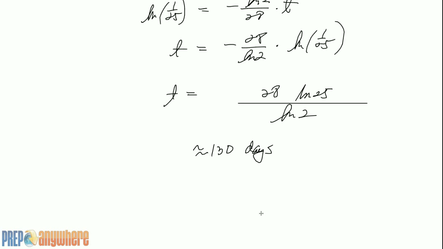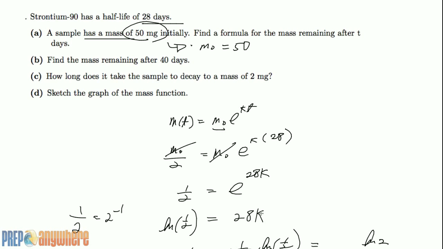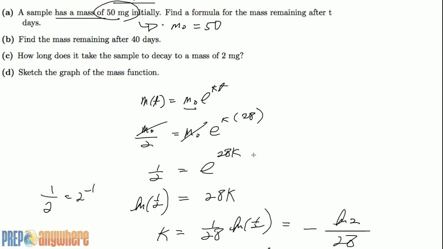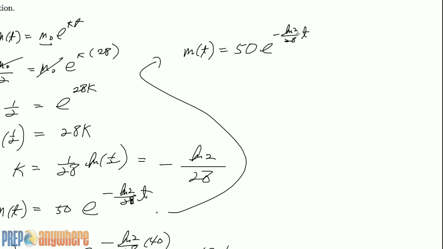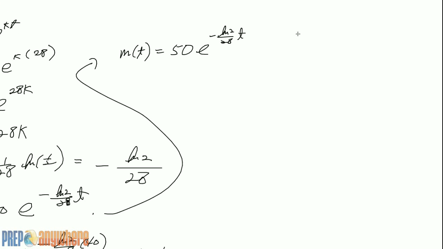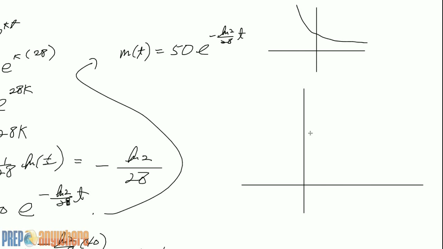Okay, so finally it tells you to graph the mass function. So the mass function is right here. Just write it again. Okay, so I know that this right here generally is going to look like this. So it's an exponential function. Instead of going this way, it's going to go this way because of the negative exponent. Okay, so let's replace t with 0, and we get 50. Okay, it's just a rough picture.